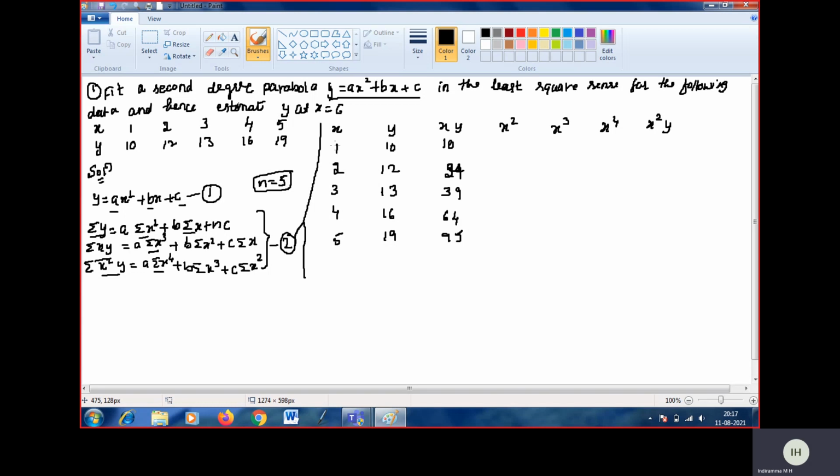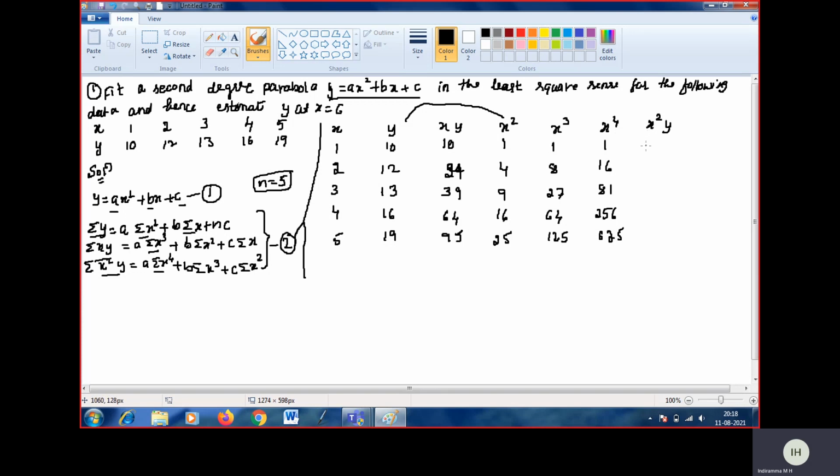Next x square. X is here, square it. We obtain 1, 4, 9, 16, 25. X cube. So x here we have cube it: 1, 8, 27. 3 cube is 27. Next 64. Then 125. Then x to the power of 4. Fourth power of x: 1, 16, 81, 256 and 625.